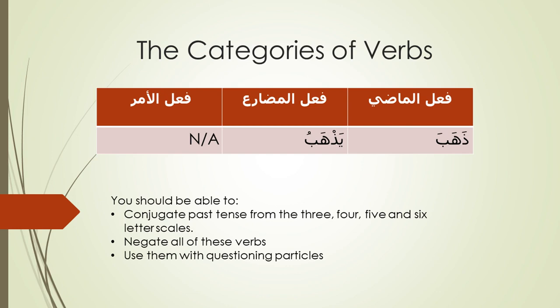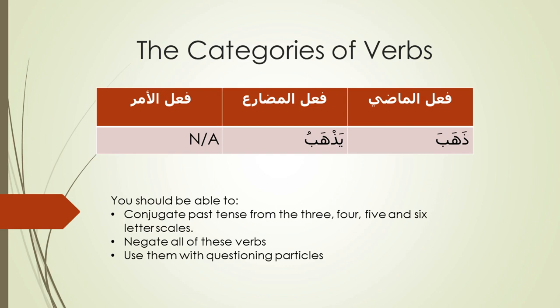We have fi'l al-madi, and fi'l al-madi splits into the 3-letter, 4-letter, 5 and the 6-letter scales. And then those should be conjugated for each one. So for 3 letters, we have fa'ala, fa'ila, fa'ula, those should be conjugated. And then for the 4, 5 and 6, they should all be conjugated. And you should also know how to negate the verbs.